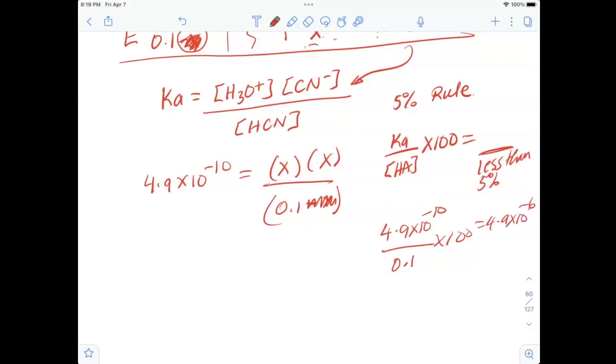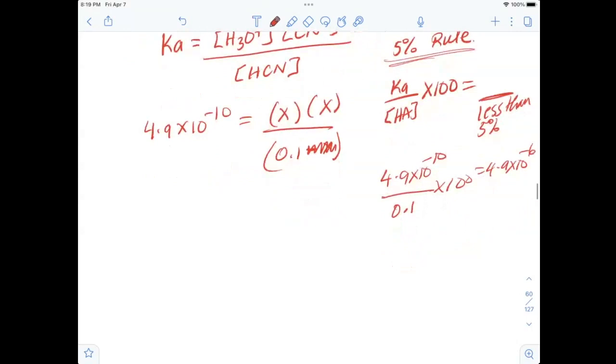This number is really, really small. It's smaller than 5, right? So if your number has the power of negative 5, most of the time you can assume the 5% rule will be fulfilled, or it will pass the 5% rule. Maybe we should call it the rule of less than 5%, right? The goal is to get a percentage that's less than 5% to allow you to approximate this.